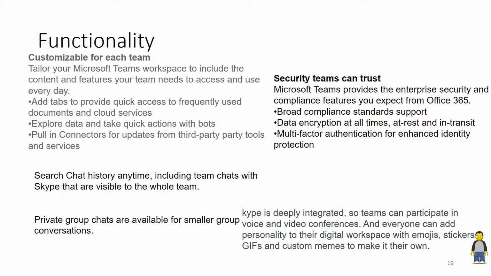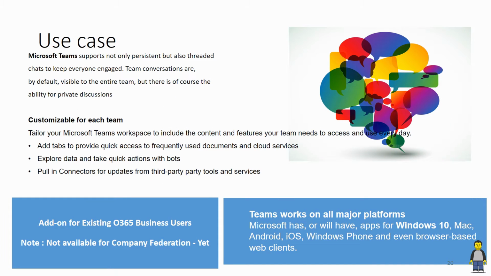Skype is deeply integrated, so teams can participate in voice and video conferences, and everyone can add personality to their digital workspace with emojis and stickers and GIFs, so you can make that message your own. Private groups are available for smaller group conversations, and you can search through the chat history anytime, including team chats with Skype that are visible to the whole team, though you can only search through the team chats that you have access to.